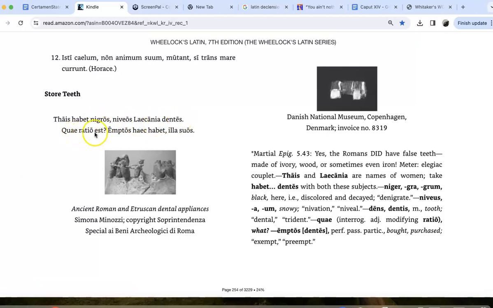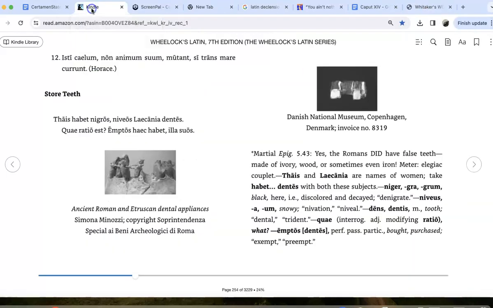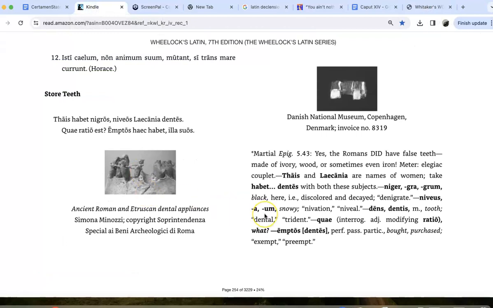What reason is? Bought these, has she, those, or she there. So you can see even using Whitaker's Words or doing a dictionary, this one still is going to require quite a bit of interpretation and intelligence to come up with it.